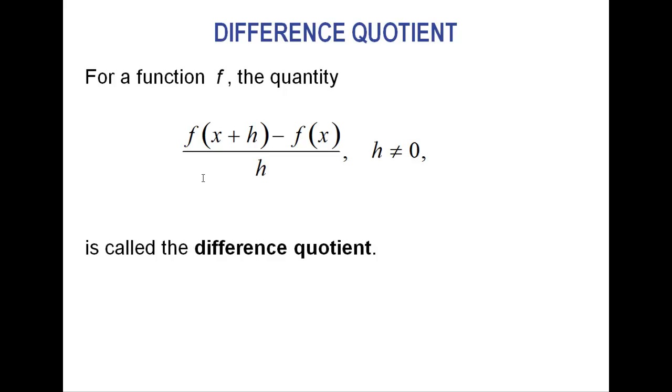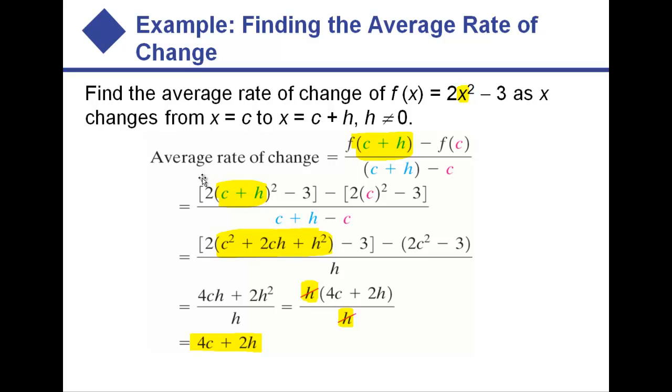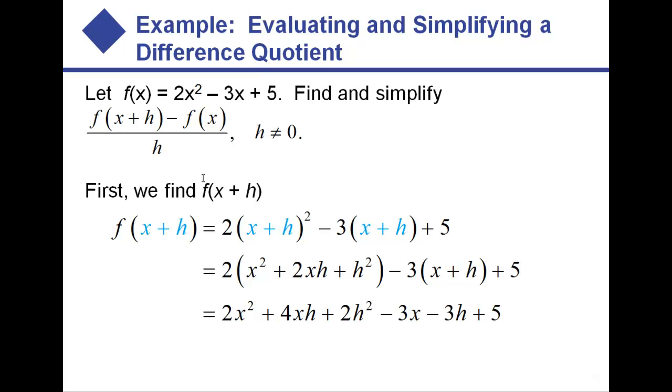The first one we've already seen. This idea of x plus h, right? f of x plus h minus f of x all over h is called the difference quotient. We just did that with c plus h. Isn't c plus h and c the same thing as x plus h and x? Just replace the c's with x's. So finding the difference quotient is the exact same thing we just did.